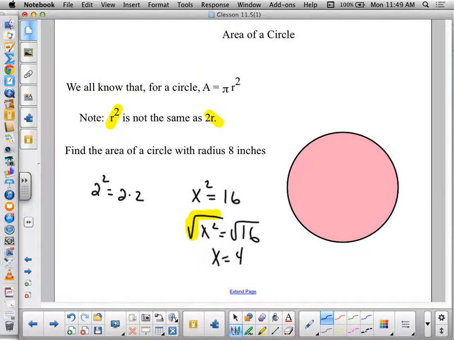Don't confuse square root with divide by 2. They are different. And it's an easy mistake to make. People make it all the time. But we want to avoid it if we can.